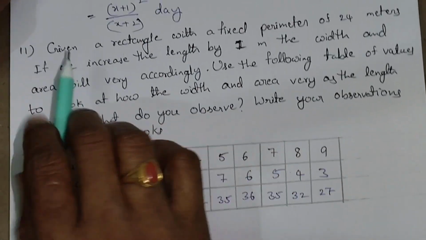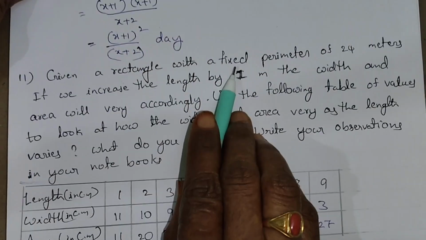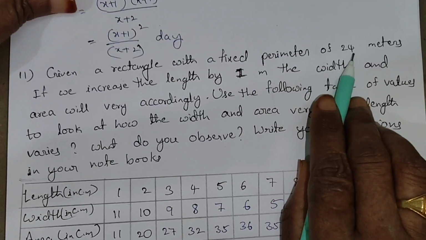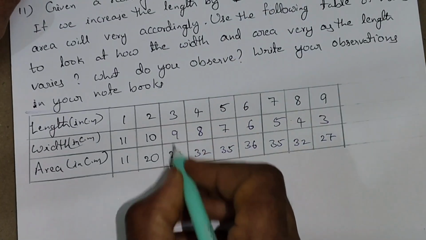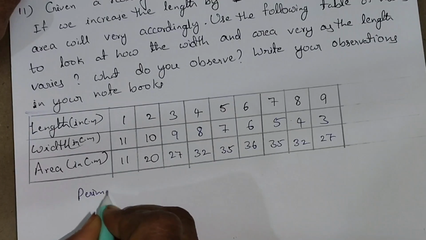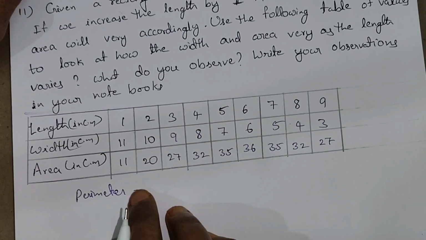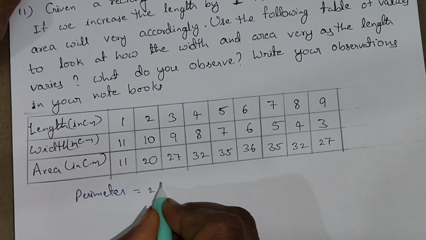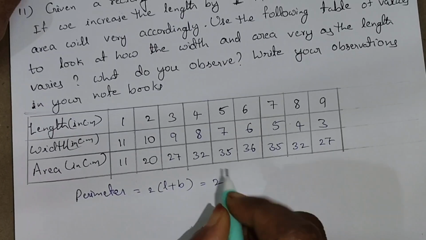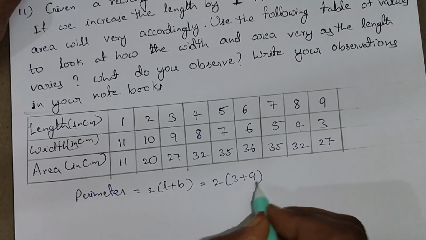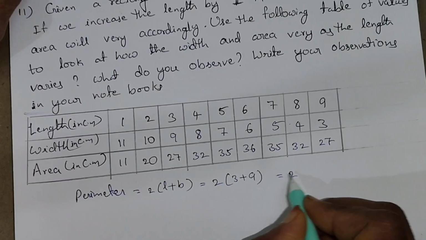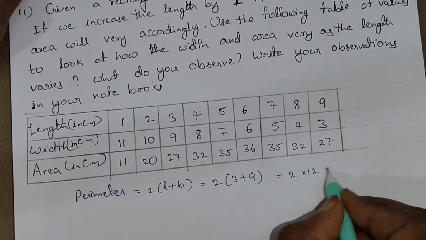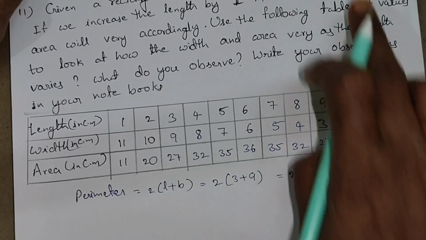Now, we are given a rectangle with a fixed perimeter of 24. So we check the perimeter. Perimeter equals 2 into length plus breadth, so 2 into 3 plus 9, that equals 2 into 12, which is 24. It is the same fixed perimeter.